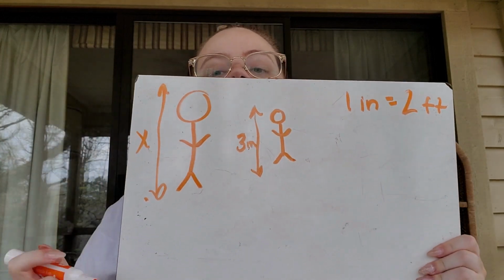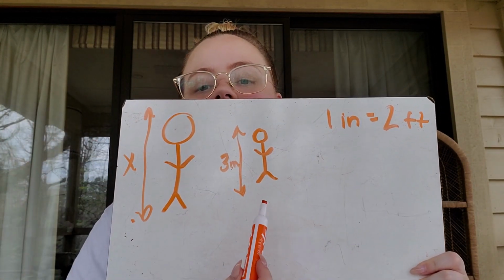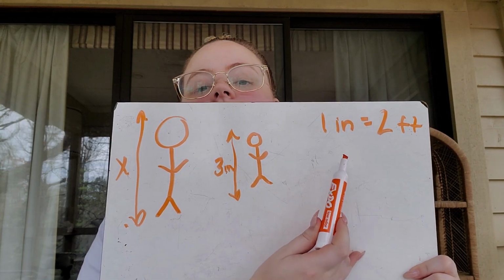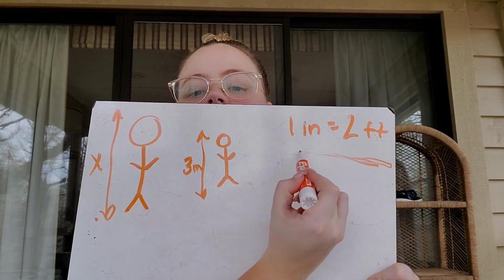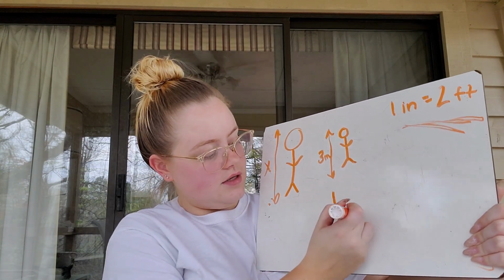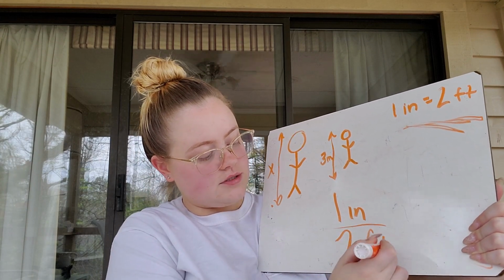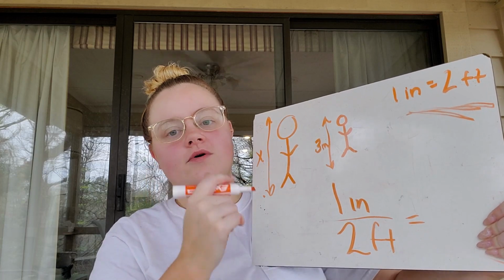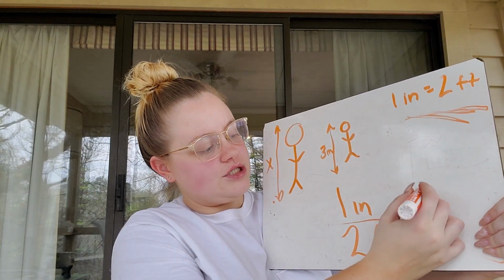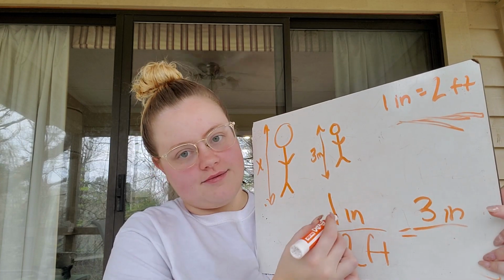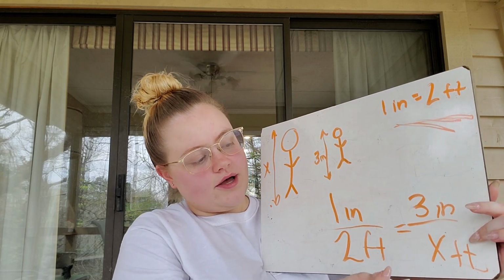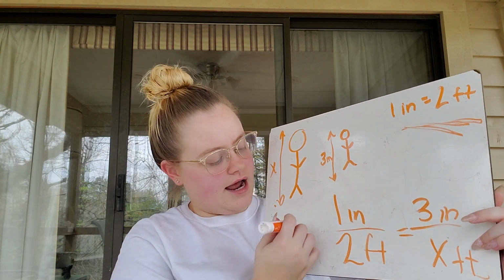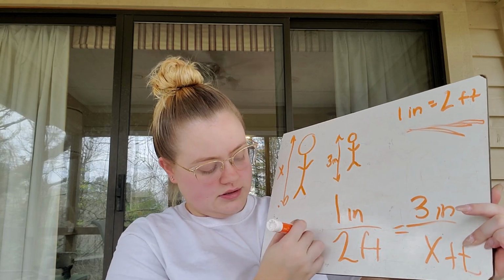So, this is the next image I'm taking a look at, okay? I have a person, I don't know how tall he is, but I made him smaller and I drew him to 3 inches, okay? I know that 1 inch equals 2 feet. This right here is going to be the first part of my proportion. 1 inch to 2 feet, okay? Then what I'm going to do, I'm going to put my 3 inches on top, making sure that my units are in the same place, and x feet go on the bottom. Whenever I cross multiply and divide, I'm going to get x equals 6 feet.